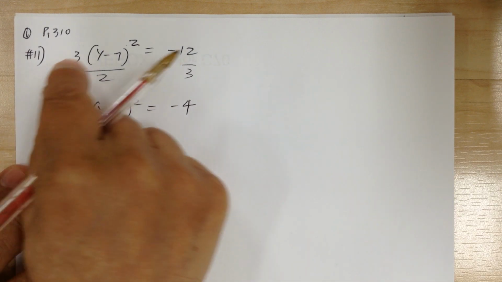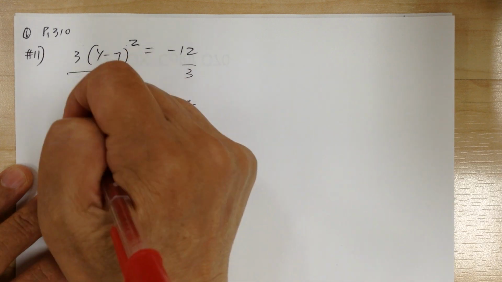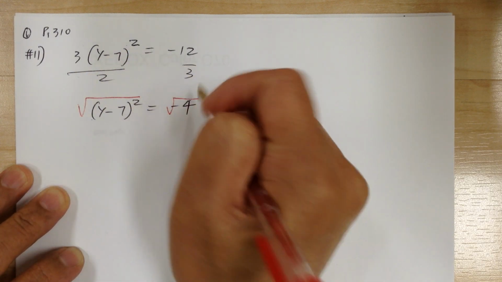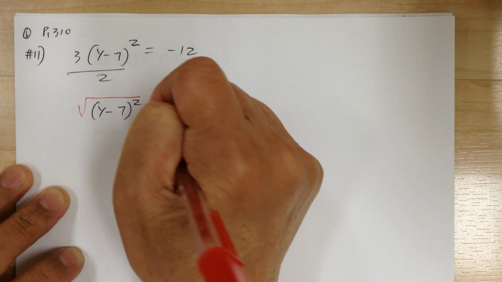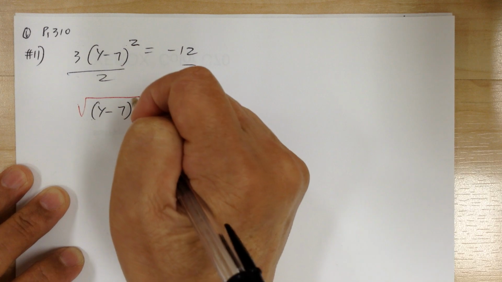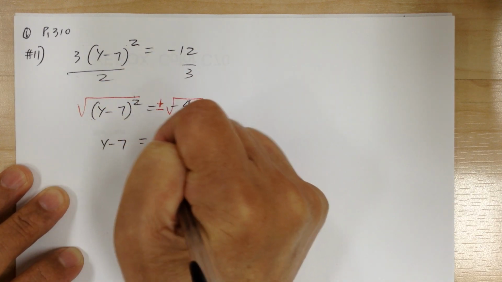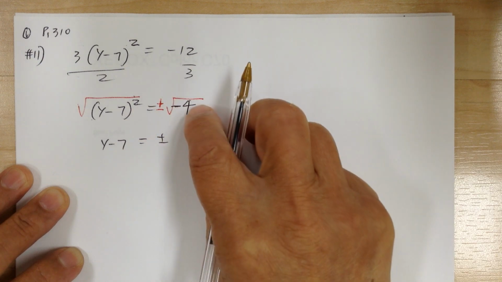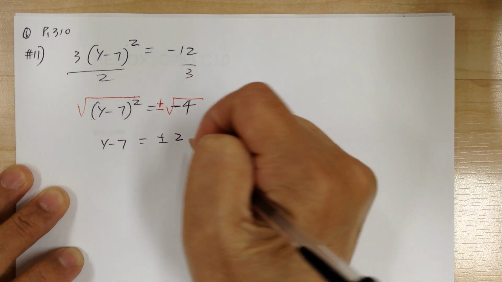So basically you undo the things from the outside and work your way in. So now to undo the square, you take the square root. When you take the square root of the variable, make sure you have plus or minus. So square and square root cancel out. So you got y minus 7 equal to plus or minus. The square root of 4 is 2. Square root of negative 1 is i.